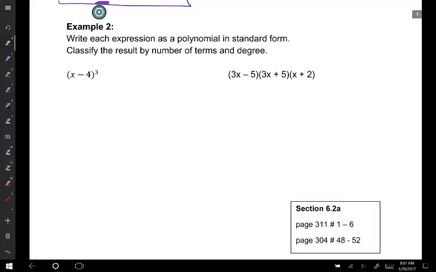Second part, it says write each expression as a polynomial in standard form. It looks very similar, but the reason I brought these two problems in here is they each present a different piece that we haven't considered before. What does it mean to be x minus 4 cubed? Does that just mean x cubed minus 4 cubed? No. It means x minus 4 times x minus 4 times x minus 4. So write that out.